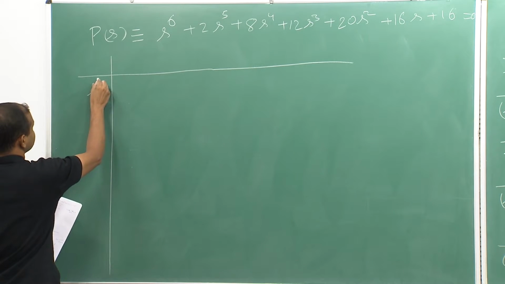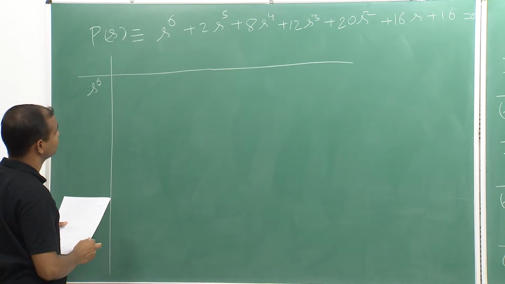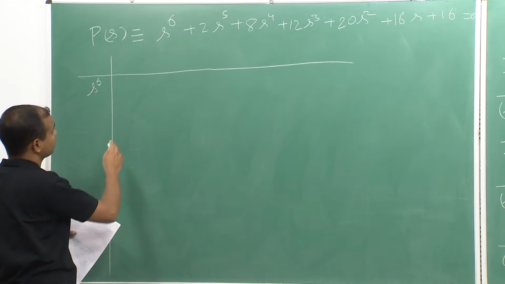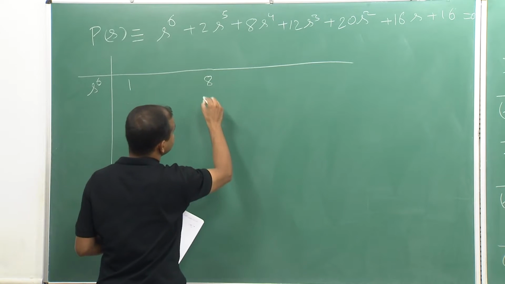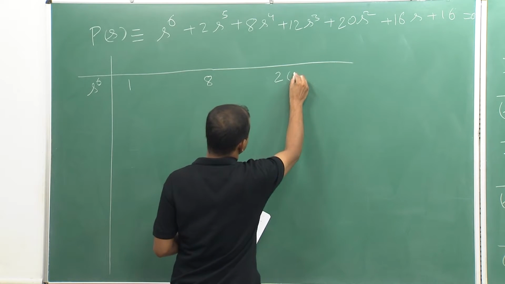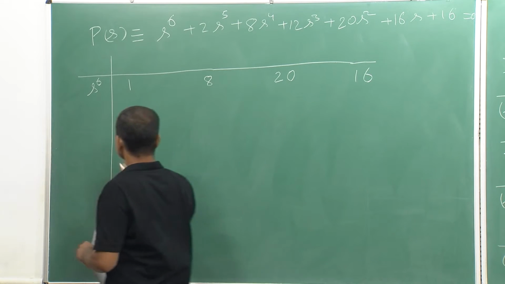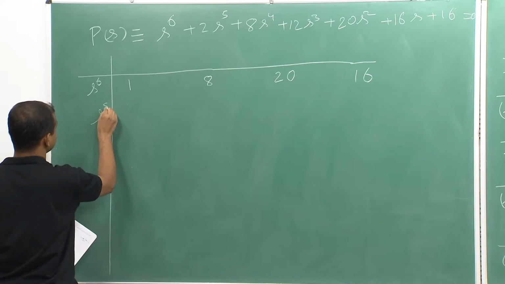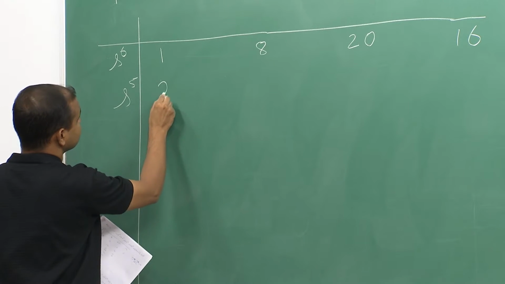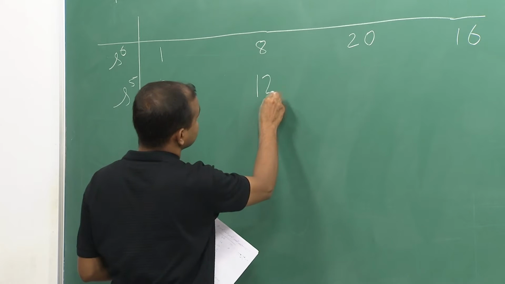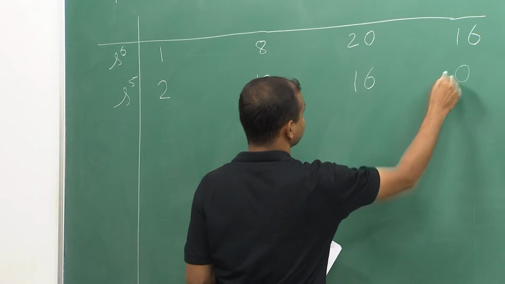the highest power is 6 and this is even. So, I will write all the coefficients having even power of the s in descending order. So, this will be 1, 8, 20 and 16. Now, the coefficients of s to the power 5 in this array are 2, 12, 16. Here I may or may not write 0.